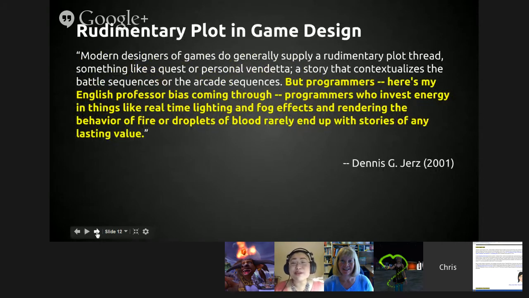So here's a little criticism, his rant. He is talking about the rudimentary plot in game design. So this is his little beef. He says, modern designers of games do generally supply a rudimentary plot thread, something like a quest or personal vendetta, a story that contextualizes the battle sequences or arcade sequences. But programmers, here's my English professor bias coming through, programmers who invest energy in things like real-time lighting and fog effects and rendering the behavior of fire or droplets of blood rarely end up with stories of any lasting value. Oh, okay. So, disagree there.